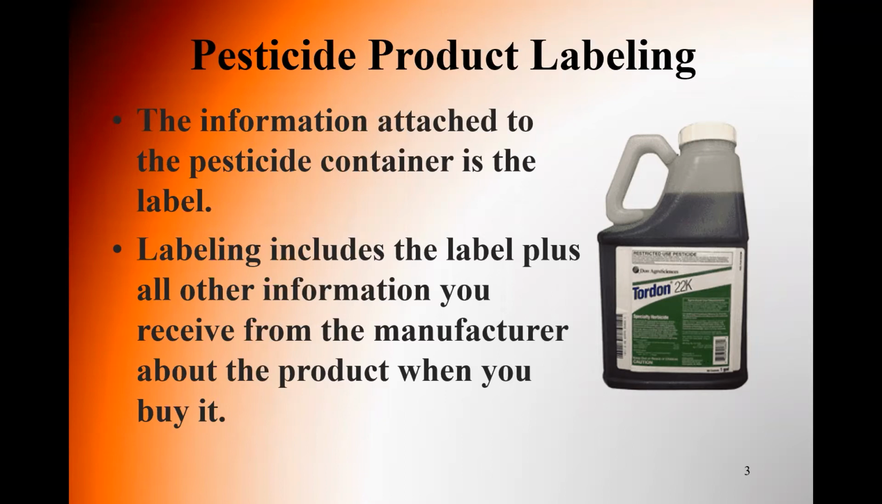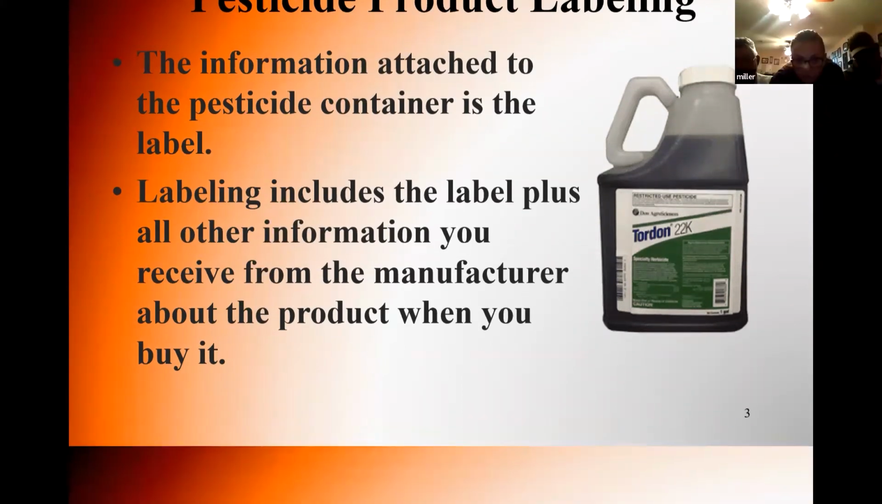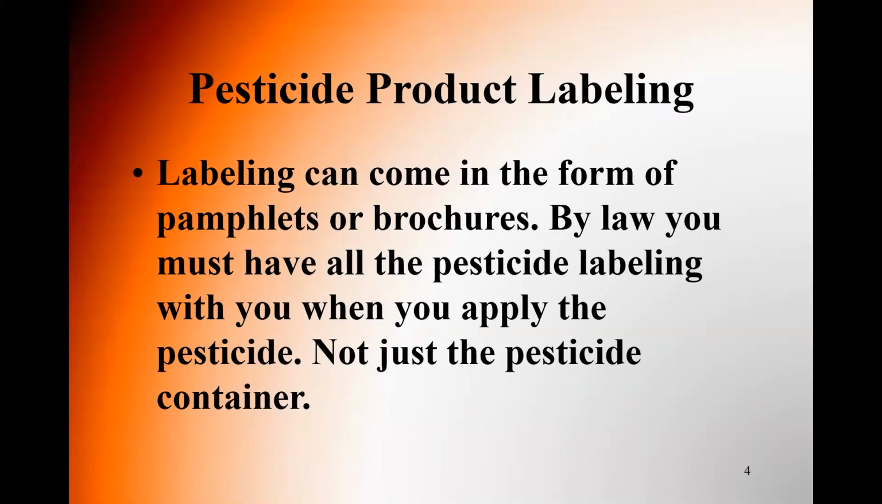The good thing about it is most of these labels now are found on the internet. So if you're pretty sure you remember what the chemical is, we can find the label to help you find how to use it. The labeling comes in the form of pamphlets or brochures. By law, you must have all the pesticide labeling with you when you apply the pesticide. Not just the pesticide container, but you need the label with you so that you can always refer to it whenever.